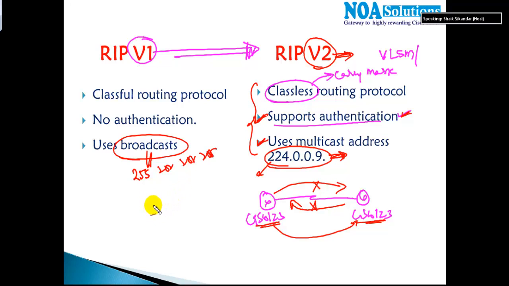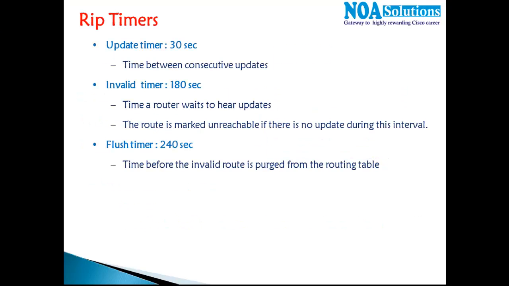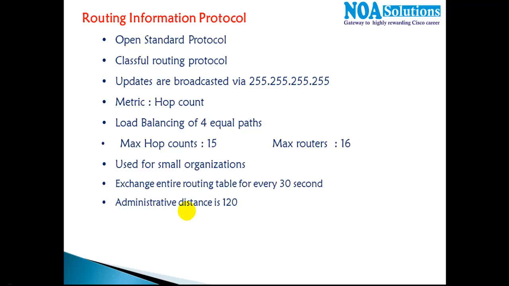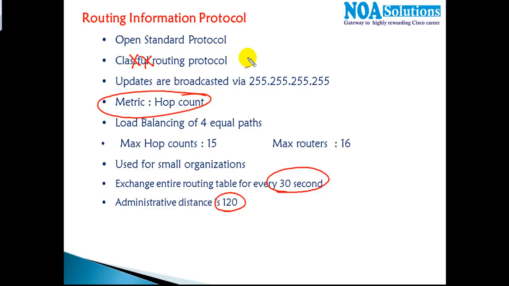Apart from that, everything is the same, like the maximum hop count is 15, and the metric is hop count, and it supports only up to 16 routers. So almost all the features are the same except a few changes. Periodic updates are the same, administrative distance remains the same, and the metric remains the same. The only difference is that it has become classless, it sends updates via multicast instead of broadcast, and it supports some authentication. Apart from that, all the remaining features still remain the same in RIP version 2.